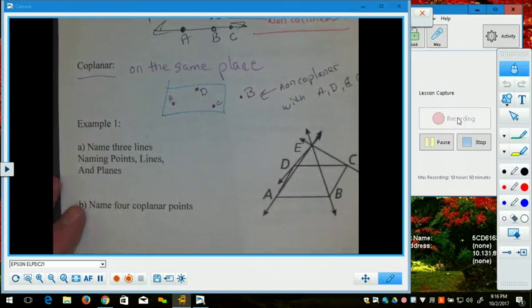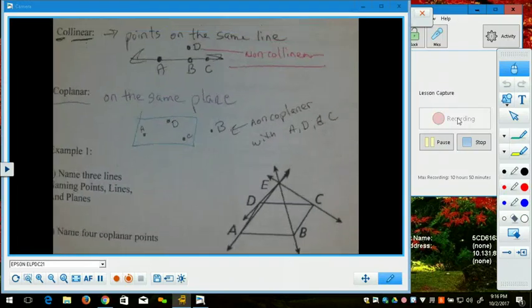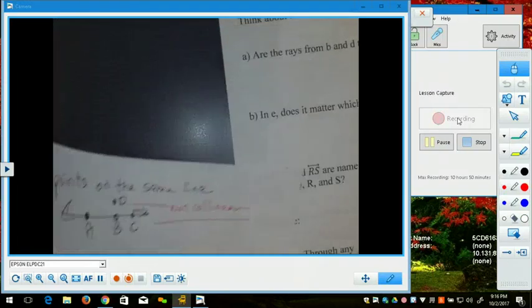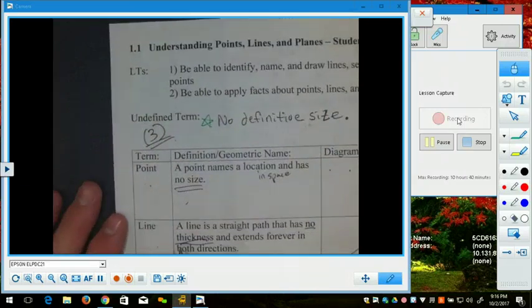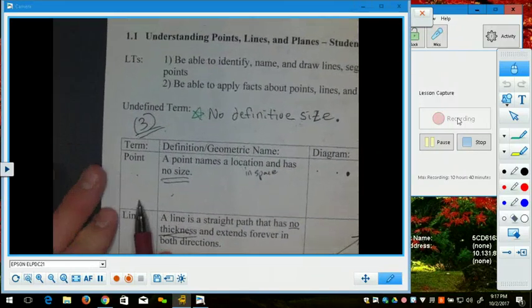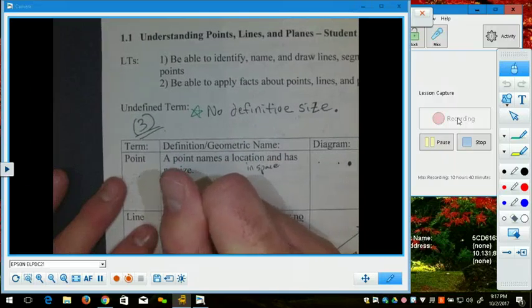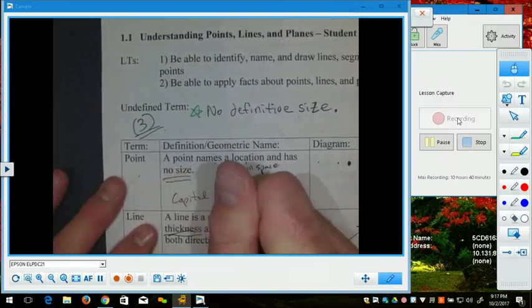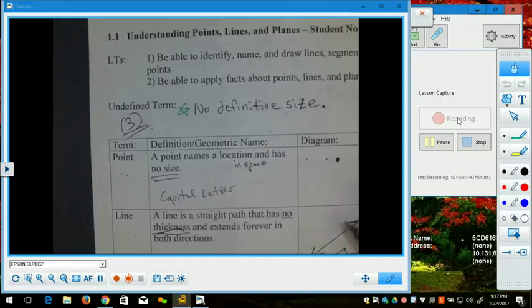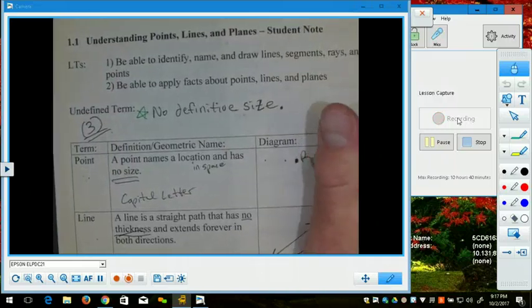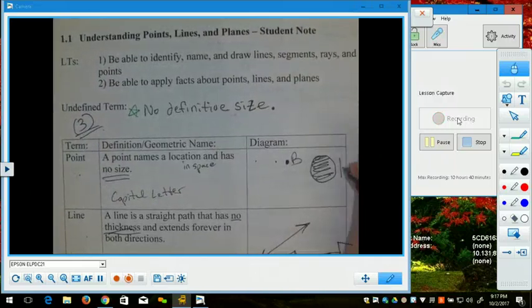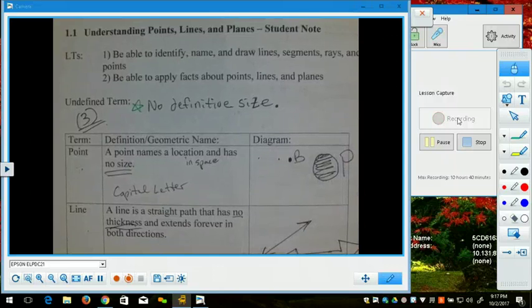Example 1, naming points, lines, and planes. Okay, so that got out of order. I'd like to go back to the first page because I forgot to talk about that points need to be named with a capital print letter. One capital letter names a point. So this could be point B if we want, and this one could be point P.